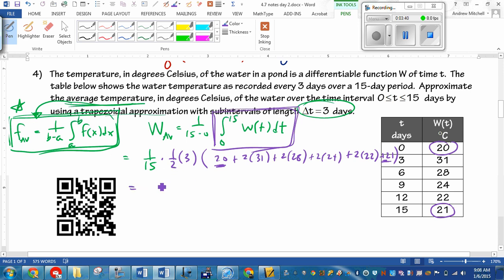So out front here we end up with 1/10. On the inside, if we multiply all that out and add up, we get 251. So we get 25.1 for our answer, and that's in degrees. We're finding the average temperature. So over this 15-day period, using this information, this is our approximate average temperature, 25.1 degrees.